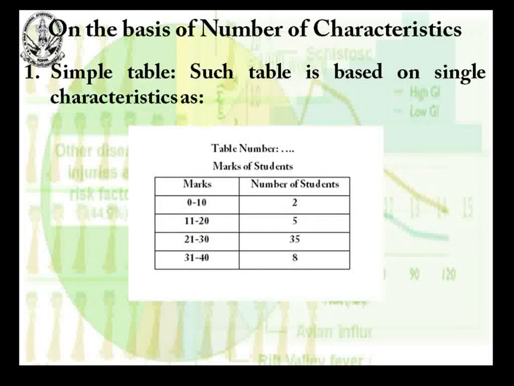Now on the basis of number of characteristics, it may be a simple table. Such a table is based on a single characteristic. Here you can see the marks of students. So here marks with their number of students are given. So marks of students, that marks is the single characteristic. So this is a simple table.